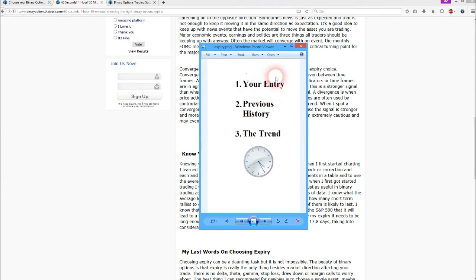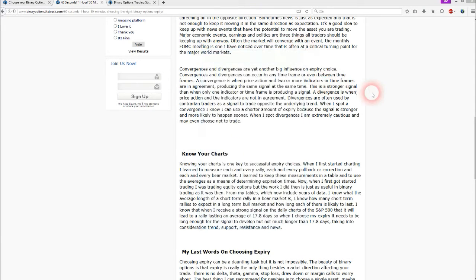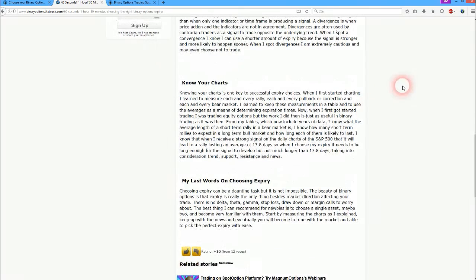How do you choose the expiry? So these are the expiries dependent on your entry, your previous history on the chart, and the trend itself. This is my opinion, of course, and I will show you in a moment what I mean. So obviously, before you can understand those things, you have to know your charts.